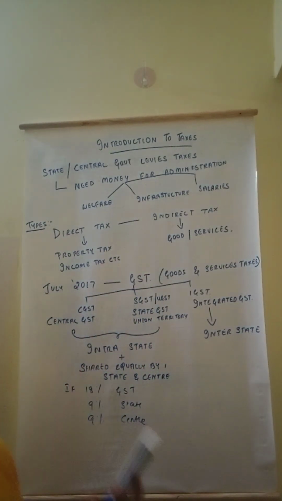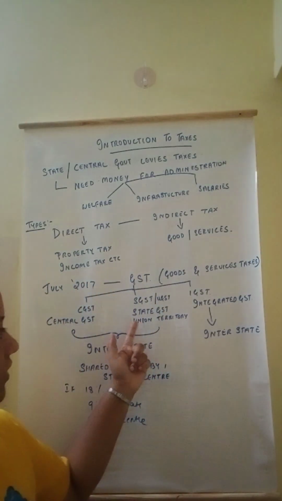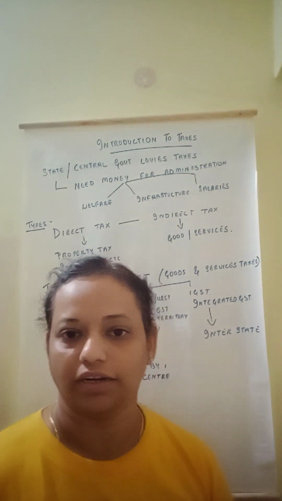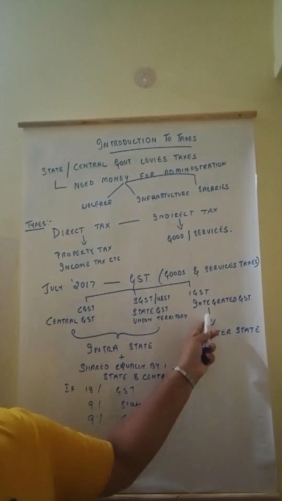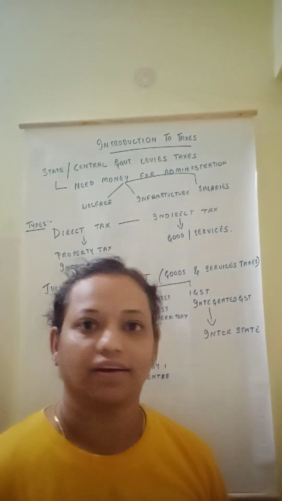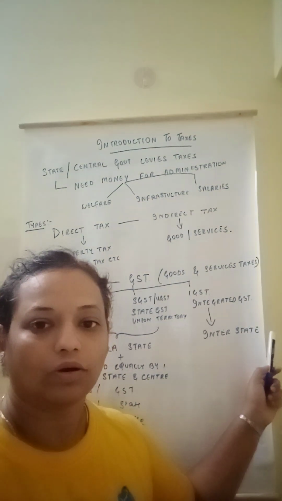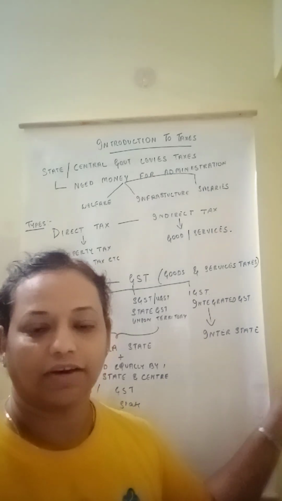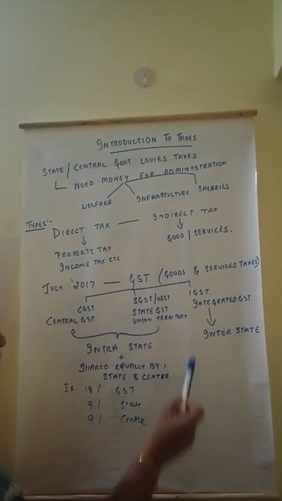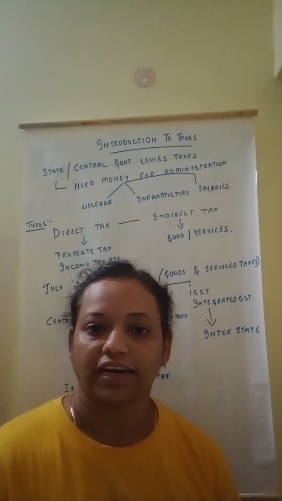So central GST, the name itself says it is for the central government. State GST, it is for the state government or the union territory. If it is a UGST, it's for the union territory. IGST is an integrated goods and services tax which you pay to the central government. So this is not shared by the central government with either the union territory or the state. It is taken by the central government itself. Okay. So CGST and SGST, these two are shared equally by the state and the central government.